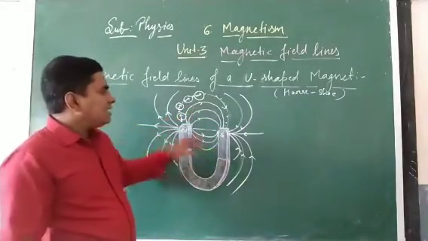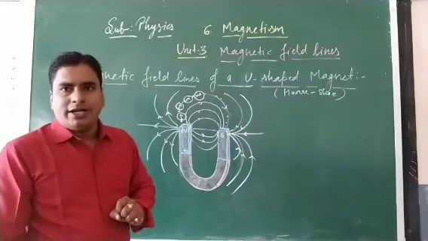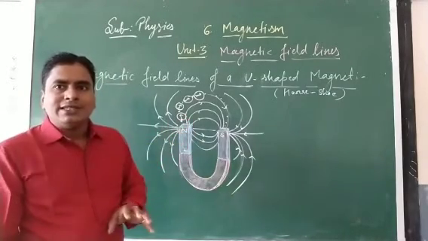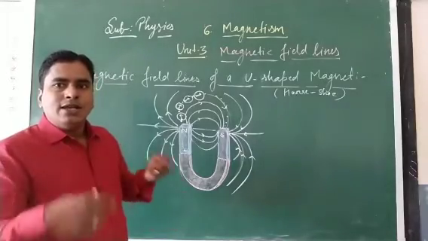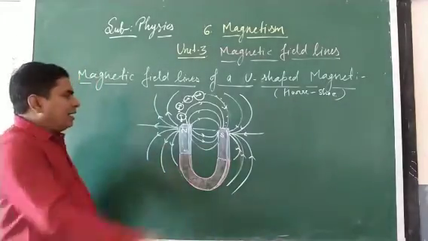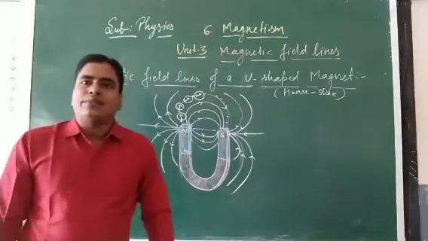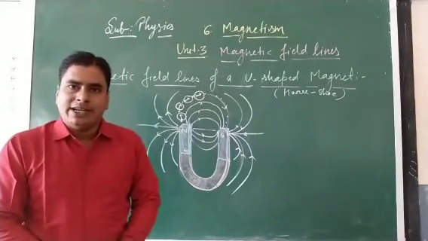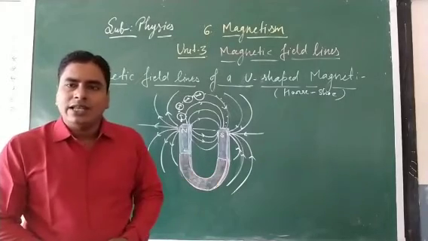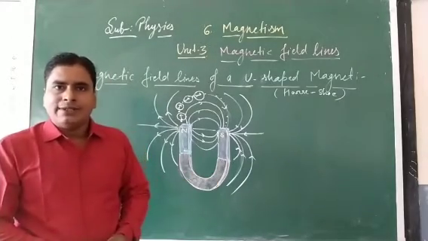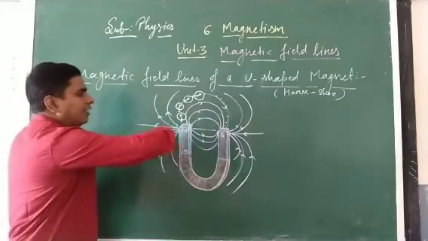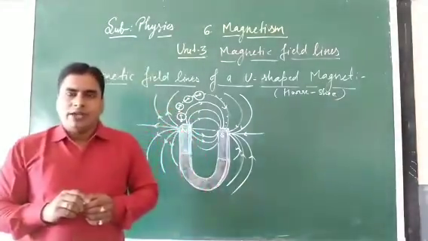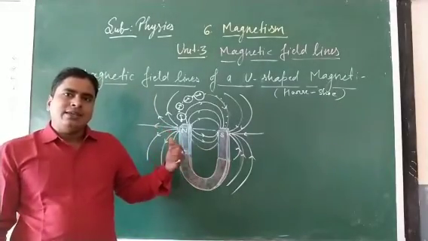So here the field lines density is more as compared to a bar magnet. So we can conclude that this is the strongest magnet as compared to a bar magnet among all types of artificial magnets. It is also an artificial magnet. Clear, students? So in this way we can plot the magnetic field lines of a U-shaped magnet.